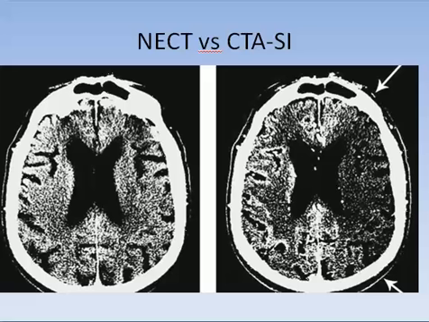Now here, on the left is the non-contrast CT scan, the non-enhanced CT scan, and on the right is the CTA source image. Of course, the difference is very evident: the CTA source image shows an underperfused lesion very clearly.